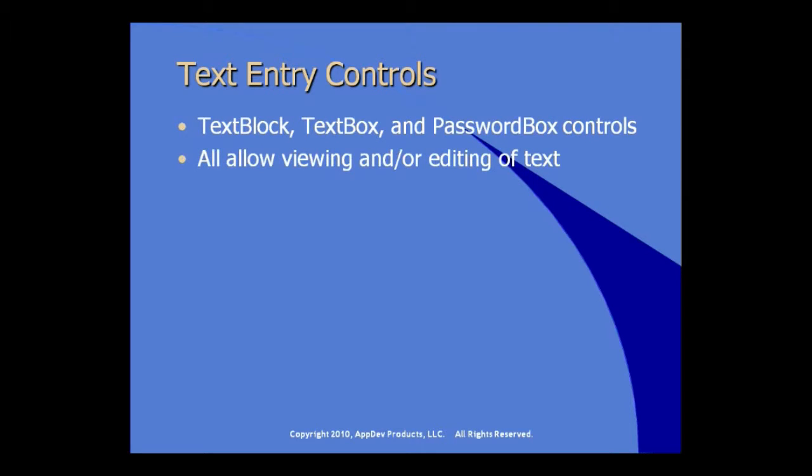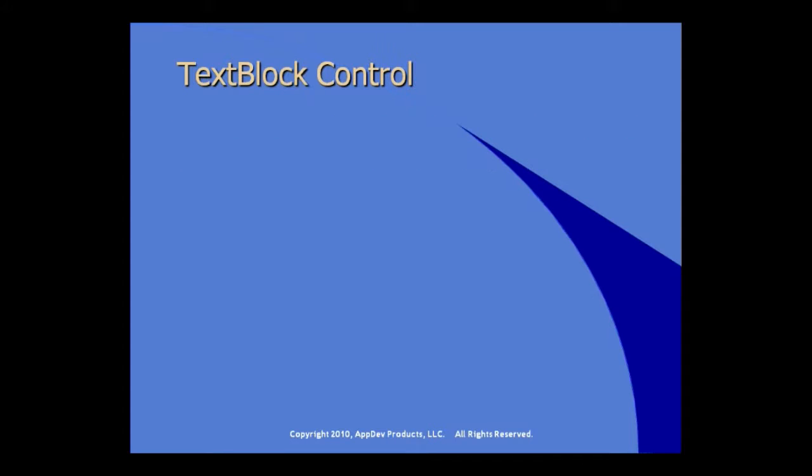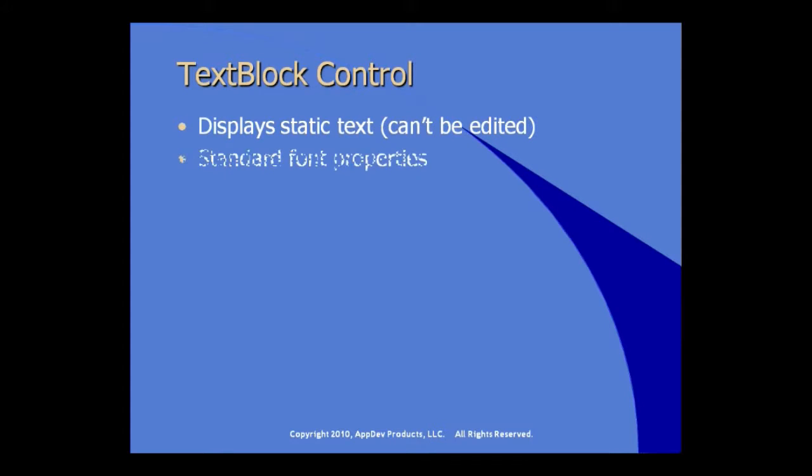Next, we'll look at several text entry controls, and these include text block, text box, and password box controls. And all these allow for viewing and, possibly, editing of text. We'll start with the text block control, which displays static text, which can't be edited, of course. It has the standard font properties, including font family, font size, font style, and font weight.